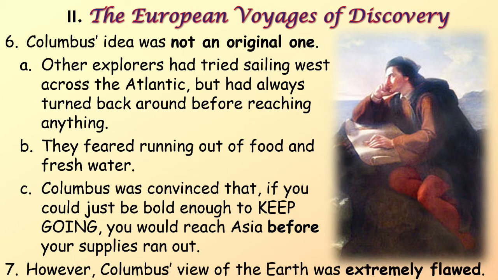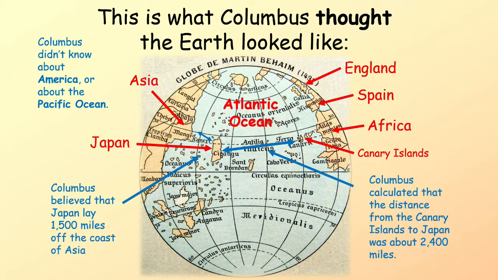However, Columbus's view of the earth was extremely flawed, and I'll show you. This is what Columbus thought the earth looked like. Of course, Columbus didn't know about America, and he didn't know about the Pacific Ocean. Columbus believed that Japan lay 1,500 miles off the coast of Asia. And on this map, you can see where England is, you can see where Spain is, there's Africa, you can see the Canary Islands, and you can see this thing called Sipangu. Well, that's Japan, right? And then there's Asia right there. Columbus calculated that the distance from the Canary Islands to Japan was about 2,400 miles.